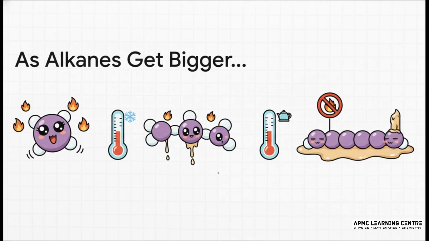And as these alkane molecules get bigger and bigger, their whole personality changes. We already saw their boiling points go up, but they also get more viscous, thicker, like going from water to honey. And kind of surprisingly, they actually become less flammable. Think about it. Tiny methane is a super flammable gas, but a really big alkane might be a thick wax, which is way harder to light on fire.